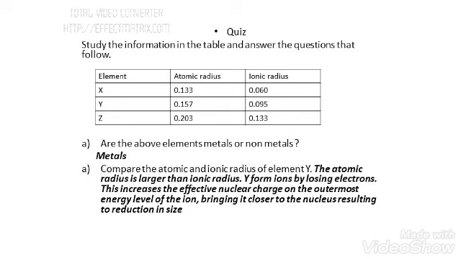Compare the atomic radius and ionic radius of element Y. The first statement is that the atomic radius is larger than ionic radius. Make sure that whenever you answer in such a question of comparison, you use comparative terms, that is larger than, smaller than, weaker than, stronger than, and then you can explain by saying that Y forms ions by losing electrons. This increases the effective nuclear charge on the outermost energy level of the ion, bringing it closer to the nucleus, resulting to reduction in size. When explaining, make sure that you use the correct terms. Thank you, and let us continue.